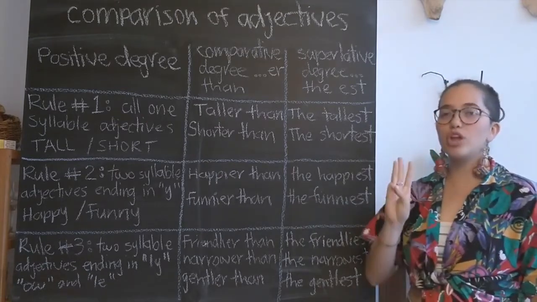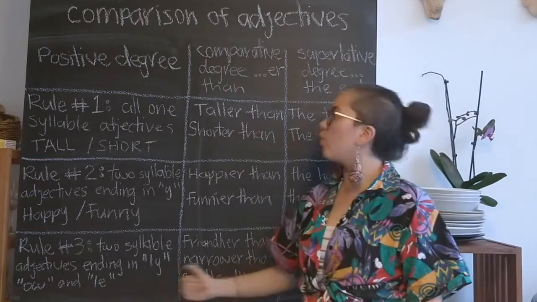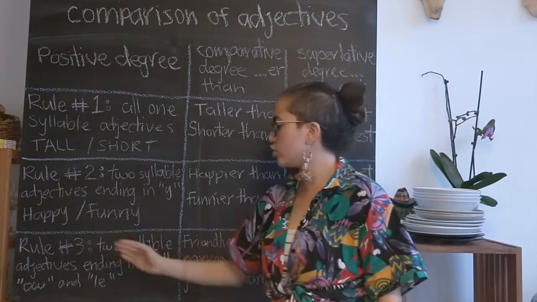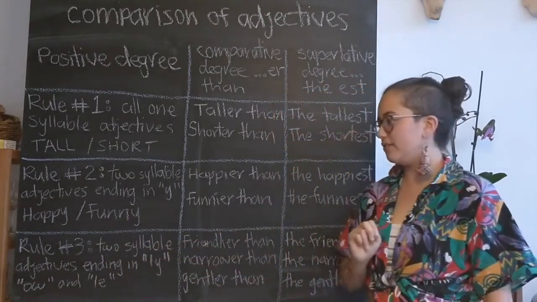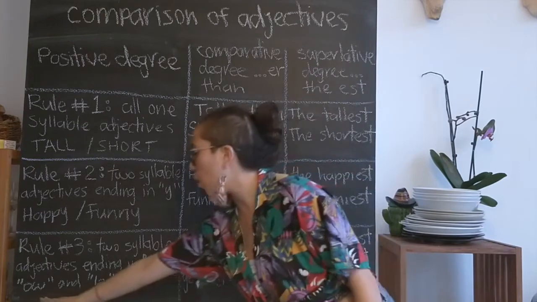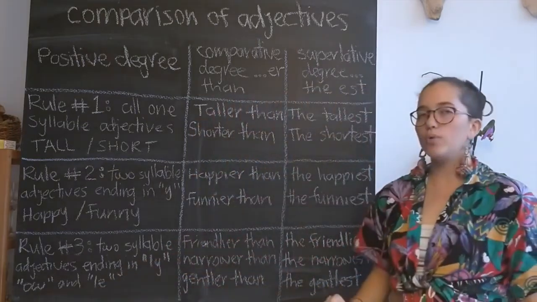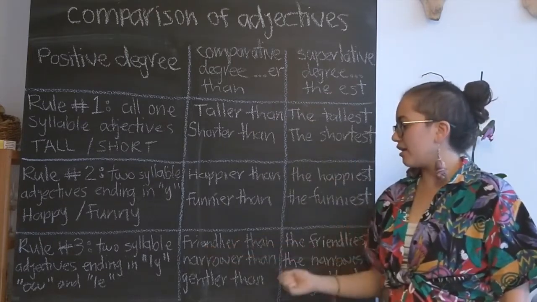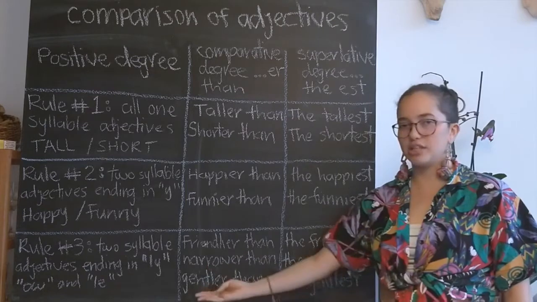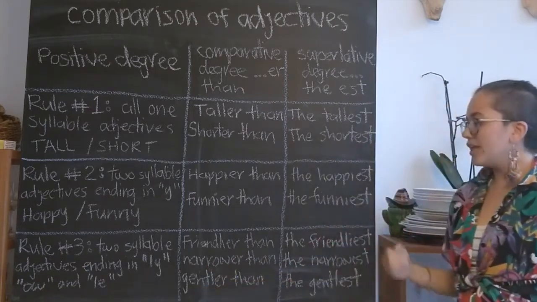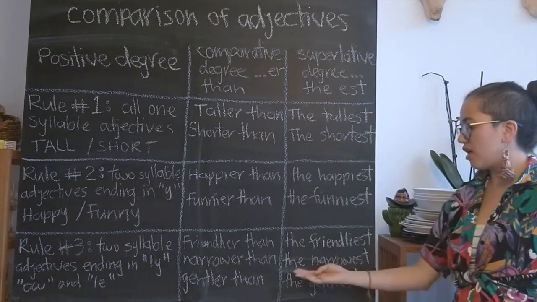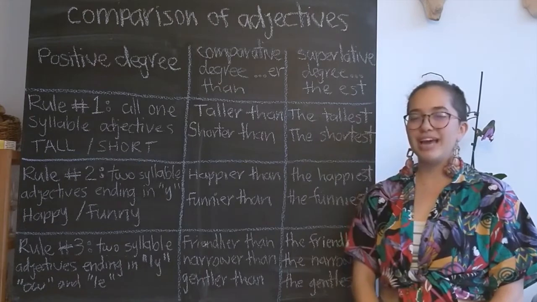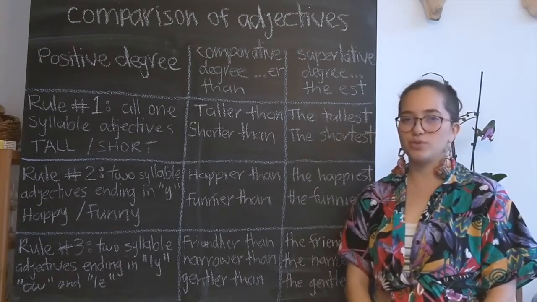Okay, and rule number 3. This is the last rule showing us how to use er than and est. So rule number 3 is 2-syllable adjectives ending in ly, ow, or le. With these words, we use this ending. For example, friendlier than, narrower than, gentler than. With the superlative, we would say the friendliest, the narrowest, the gentlest. Okay, perfect. Now let's look at the next 3 rules.